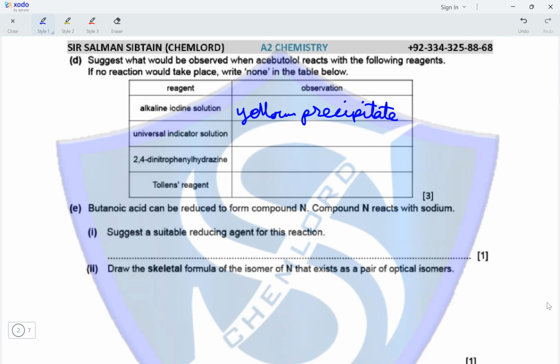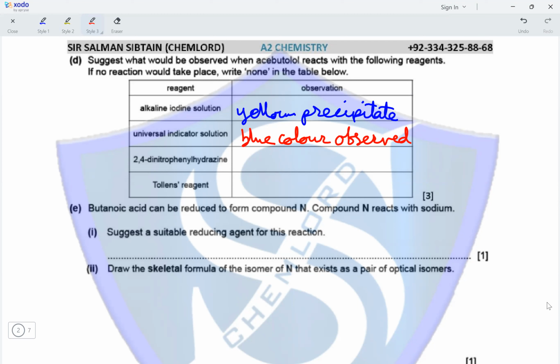Universal indicator solution. Now, acebutolol has an NH group next to the secondary alcohol group, as we had already seen. That NH group results in acebutolol being alkaline in nature, and the color of the universal indicator under alkaline conditions is blue. So a blue color is observed. This could be purple as well. It could be blue, it could be purple. But both of these colors are present in the alkaline region.